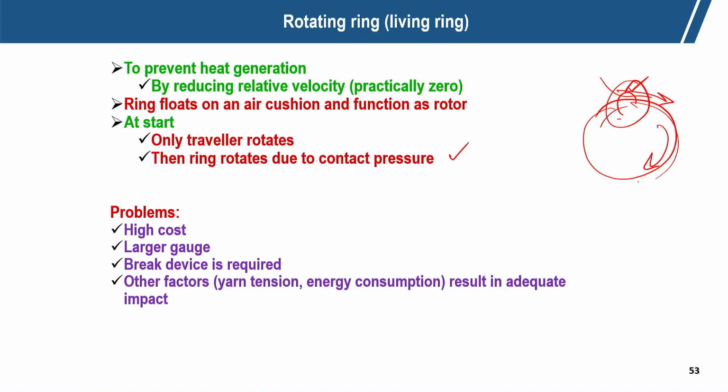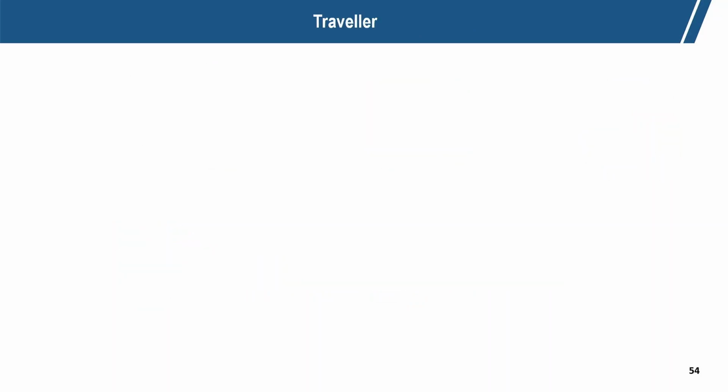Other factors are yarn tension and energy consumption. Higher energy consumption will be there, because high yarn tension will be there, as it is used to rotate the ring.